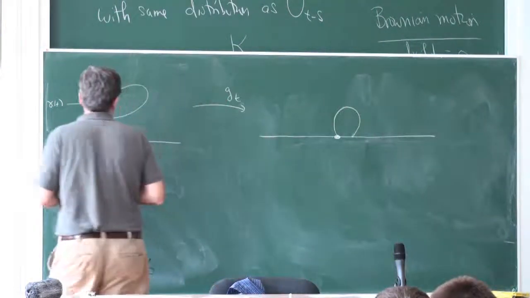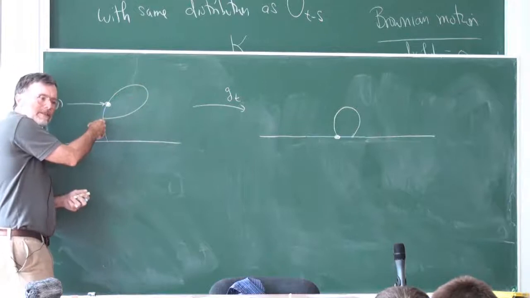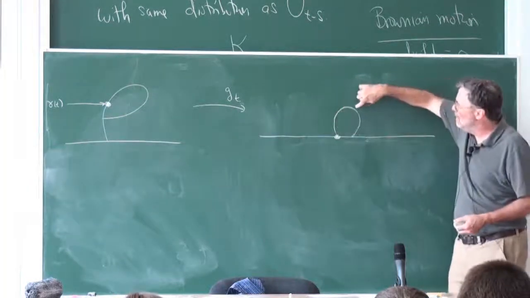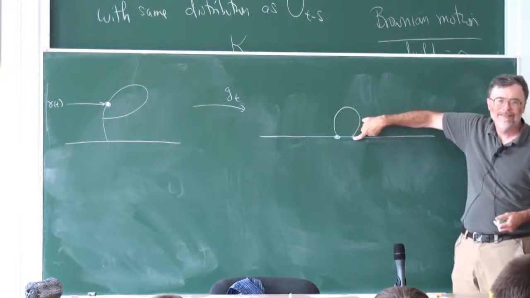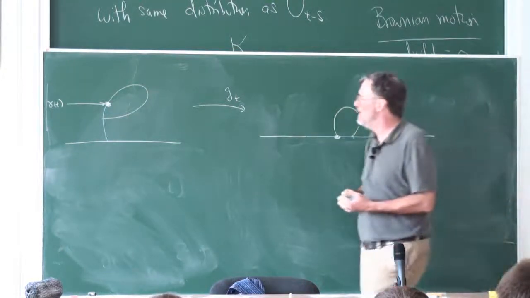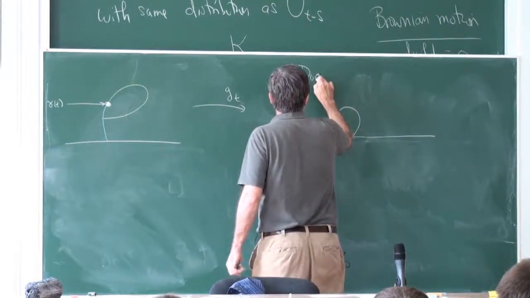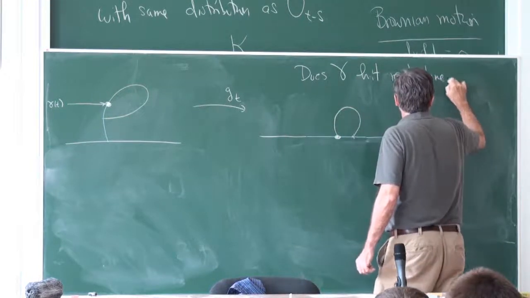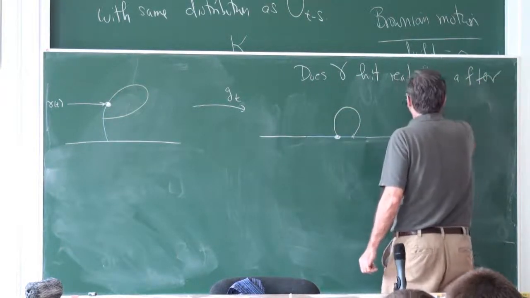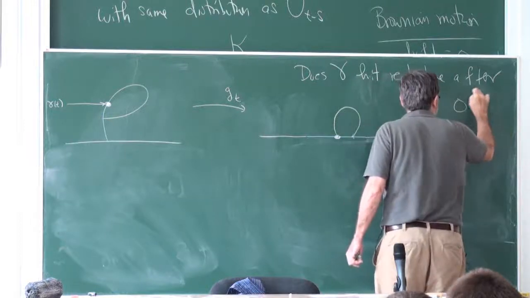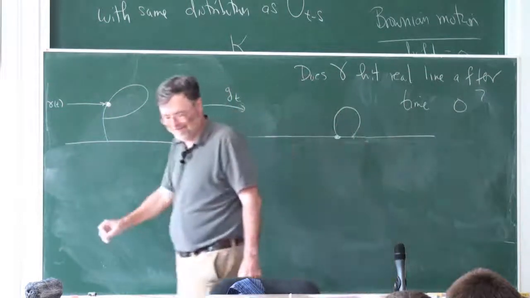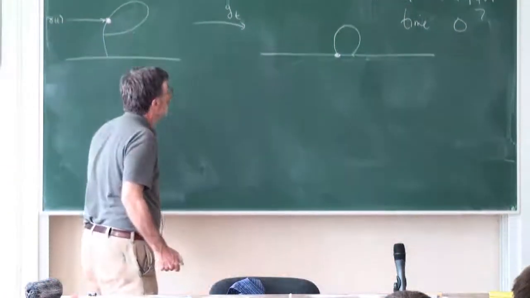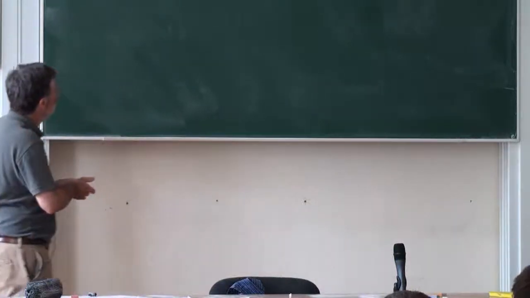So what I see is that if I have a self-intersection, then at a different time, I actually have a curve that hits the real line. So an equivalent question is, does gamma hit the real line after time 0? So we're going to try to ask that question, and now we'll draw it again.